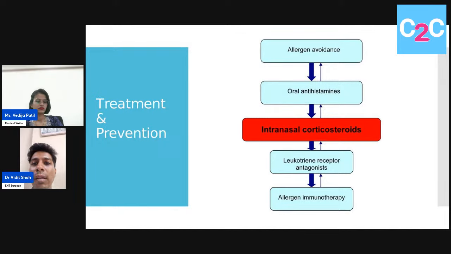need to work on, because if allergen avoidance can be achieved, especially indoors at home, then all the other treatment modalities mentioned in the slide have a role to play. So first coming to the allergen avoidance, which I want to talk about.